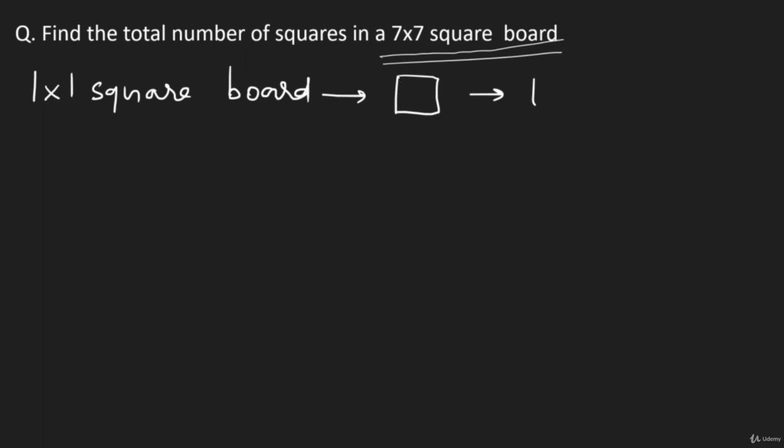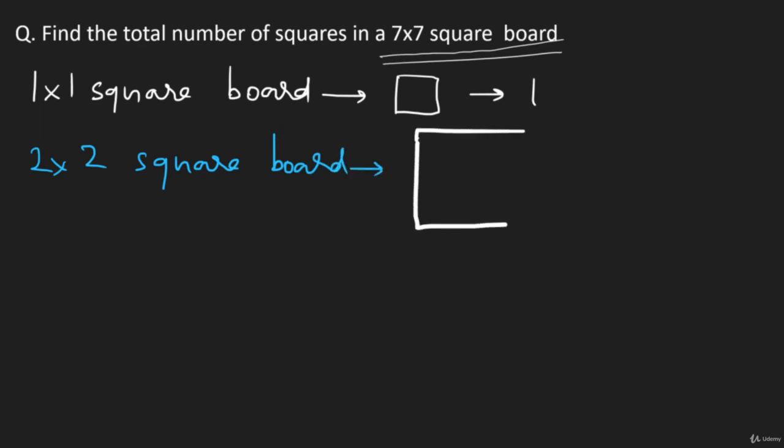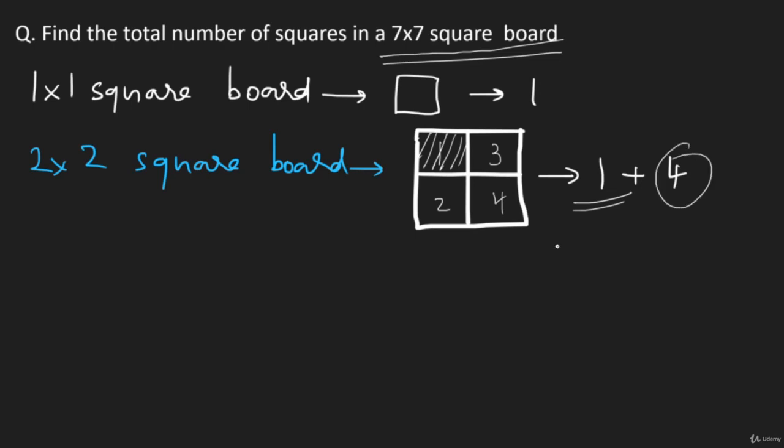Now let's take a 2 by 2 square board. That would look like this, right? Over here you can see you have this big square, so that's this one over here, and you can see you have small squares over here of this size, right? That's 1, that's 2, that's 3, that's 4. That's why you have 4 over here. So the total number of squares you can form in this type of a square board is 1 plus 4, which is equal to 5.